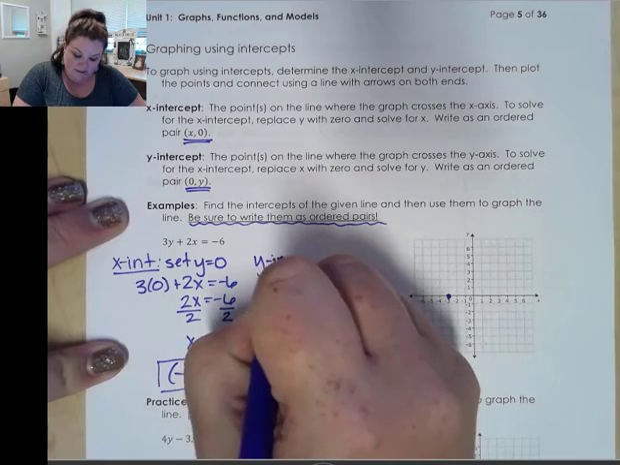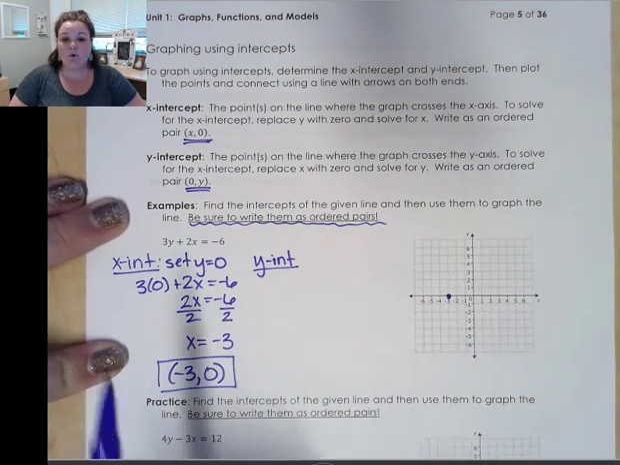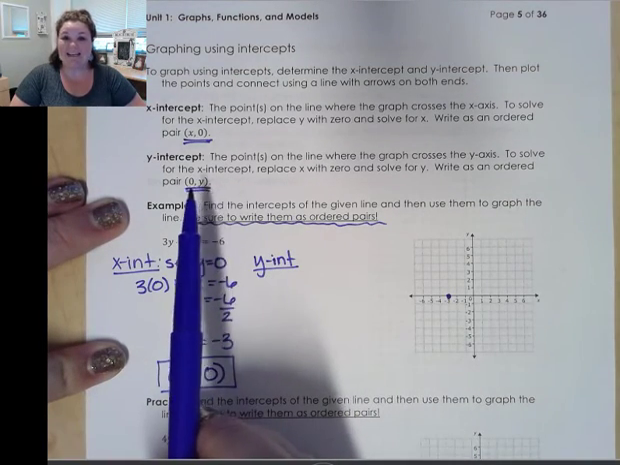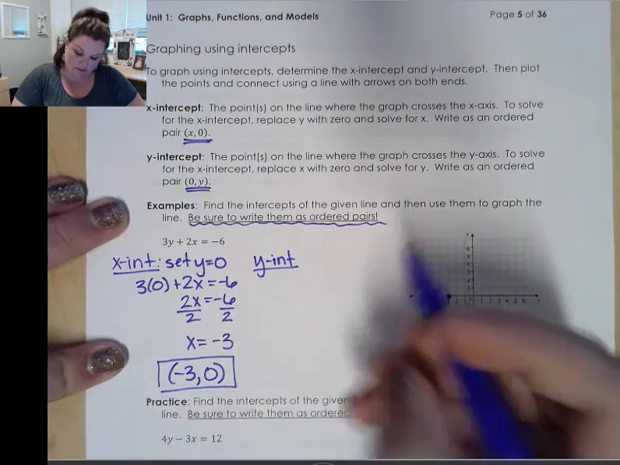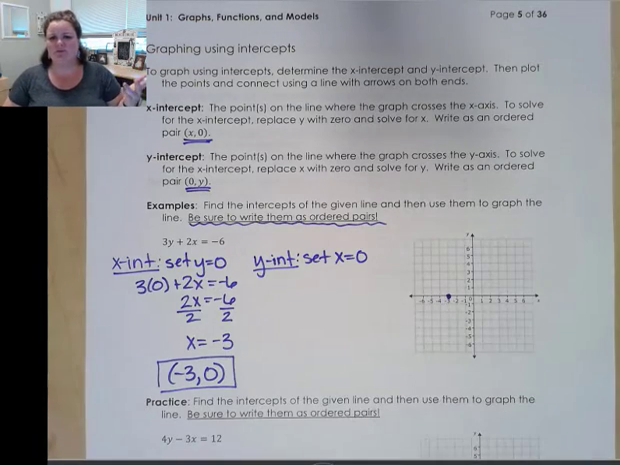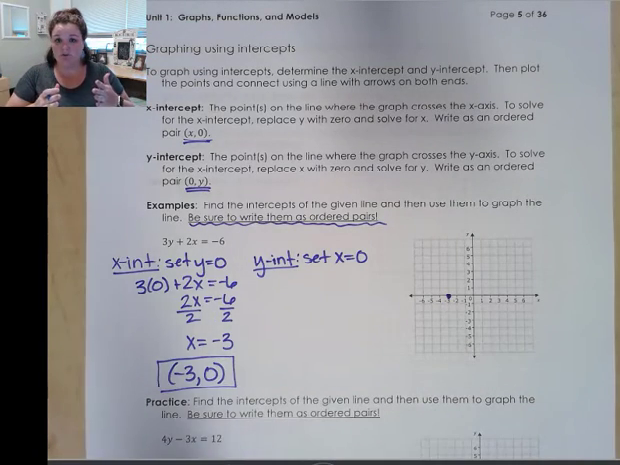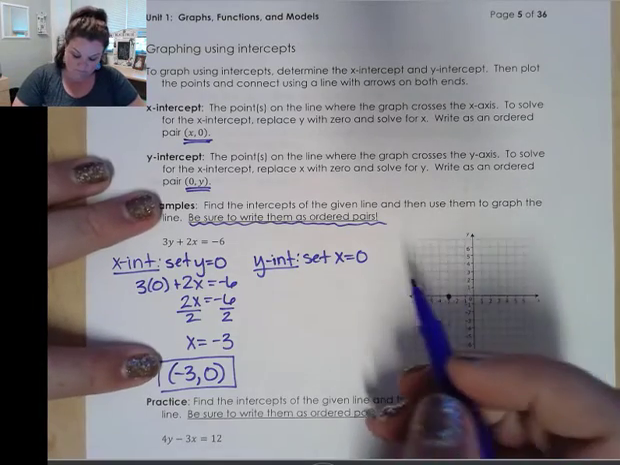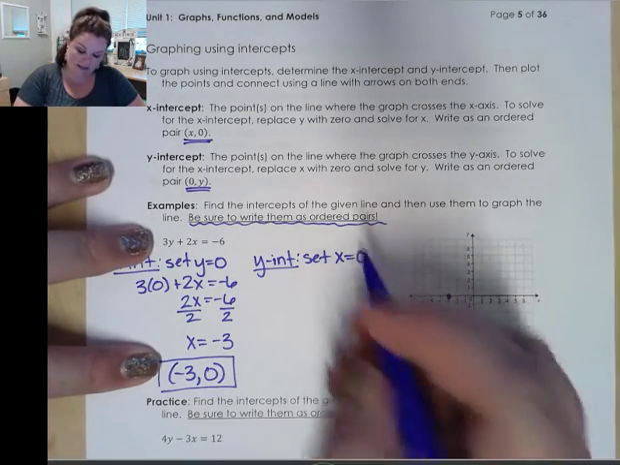Okay, I want to do the same thing and find the y-intercept. So to find the y-intercept, any point that's on the y-axis, remember, has an x value of 0. So this time we're going to set x equal to 0. So it's a good rule of thumb: whatever intercept you're looking for, you set the opposite variable equal to 0. Okay? So we're going to go ahead and put 0 in for x.